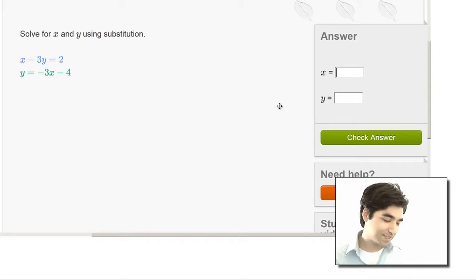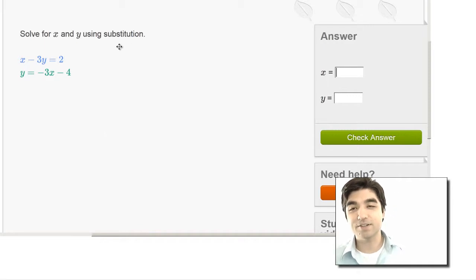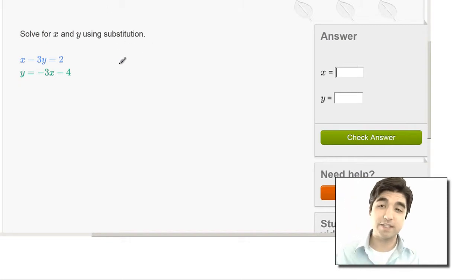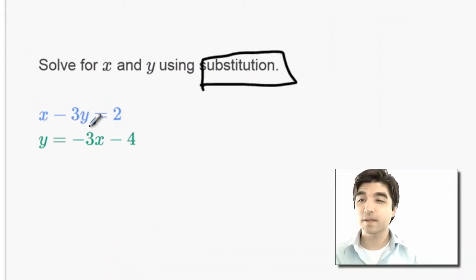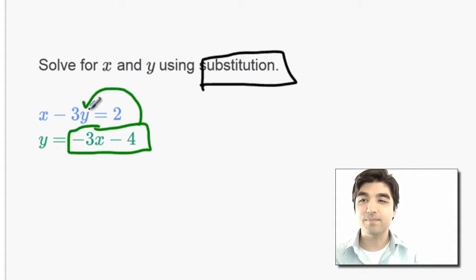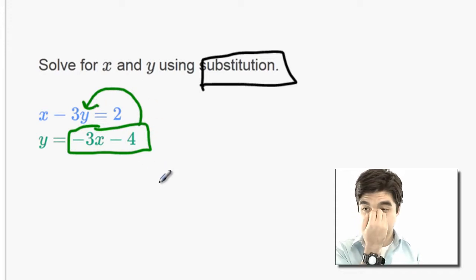Alright, so anyways, we have this thing called the substitution method. Probably some of you know this, but I need to make sure that you understand it. What you do for the substitution method is you have two equations, and you take one of these equations and plug it into the y or the x of the other equation. This one is y equals, so I'm going to plug that into the y in the other equation.